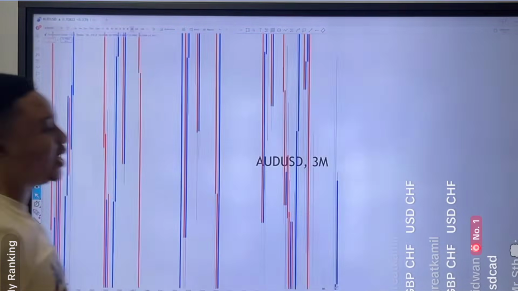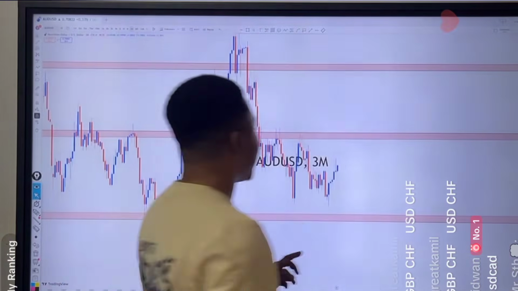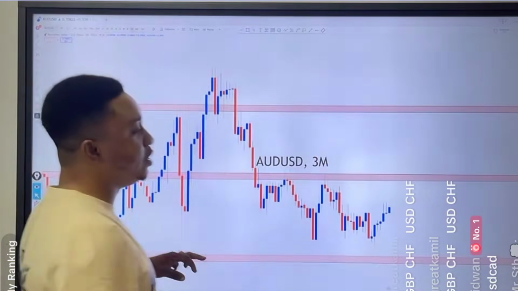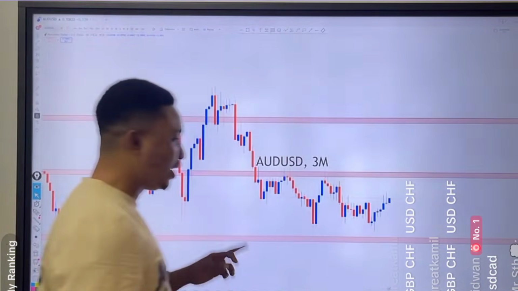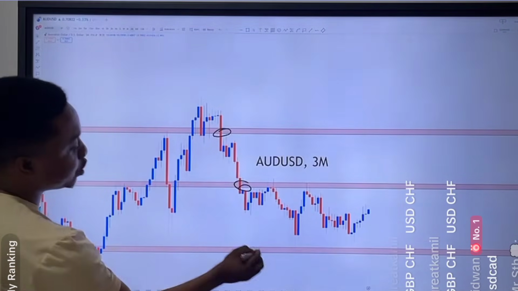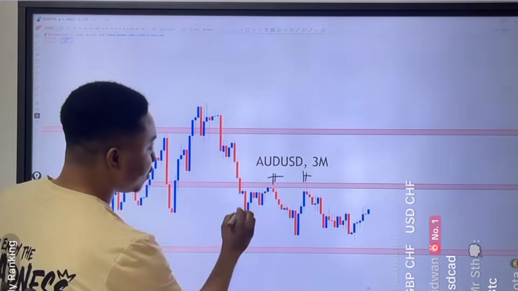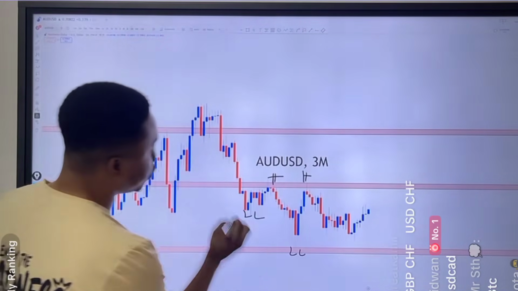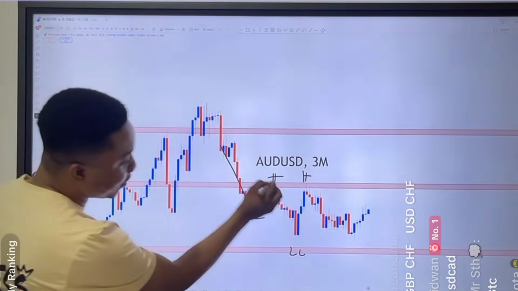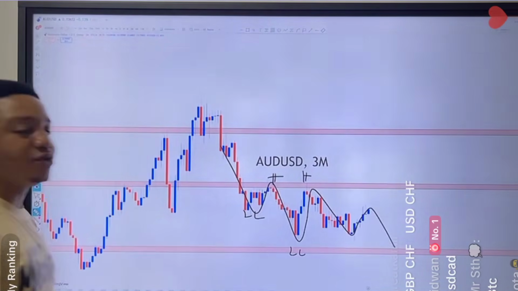Let's take it quickly to the 3 months time frame. This is the 3 months time frame of the AUD USD. What is going on over here? Let's break it down step by step. We have the upper zone, the middle zone, and then the lower zone. This is equal highs. We have lower low and lower low. So on the 3 months, price is in a downtrend. But how will price continuously go down?